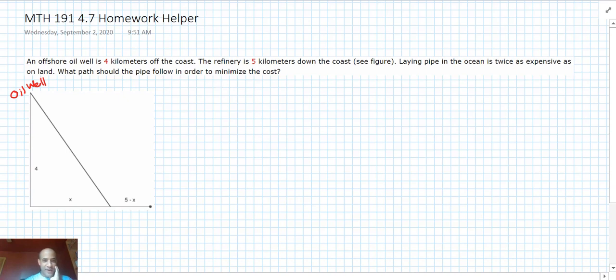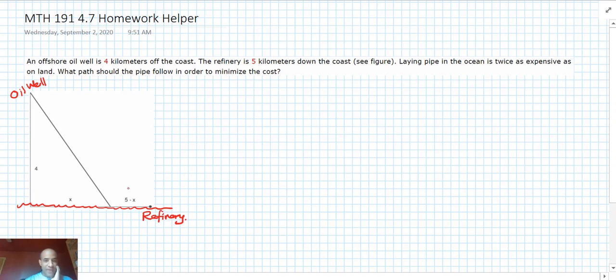And the refinery is located 5 kilometers down the coast. Okay, so here's the shore, right? This is the shore down here. And the oil well is 4 kilometers offshore. And down the coast, 5 kilometers, is the refinery, right? So the refinery is over here.